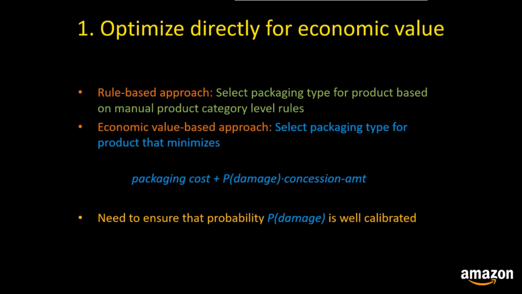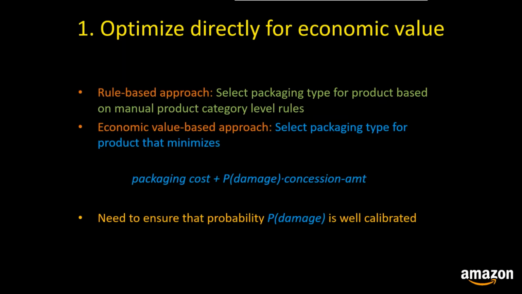So this term here, that is the product of damage probability and concessions amount, is the expected concessions cost due to damage. Our ML-based approach reduces concessions costs by selecting a robust packaging type like corrugated box for products that are more susceptible to damage. Conversely, for products that are less prone to damage, it selects an inexpensive packaging type like poly bag, and this helps to reduce packaging material costs.